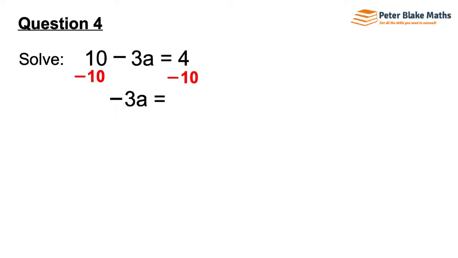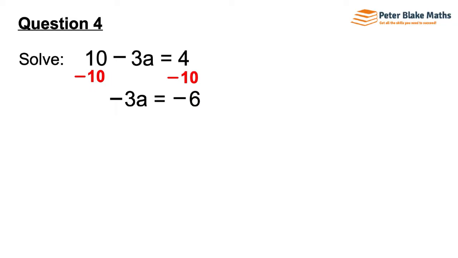On the right hand side we have 4 minus 10. Now we're taking away more than we have, so we'll get a minus answer there. If we do that on the number line and start with 4 and go 10 jumps in the minus direction, we'll go past 0 by 6 jumps. So we end up with minus 3a equals minus 6.